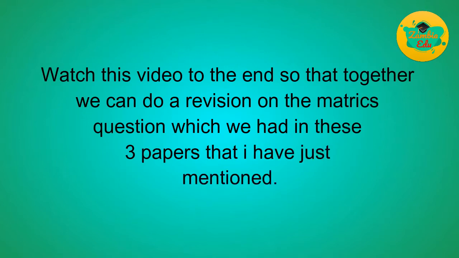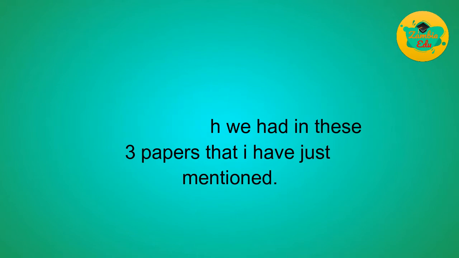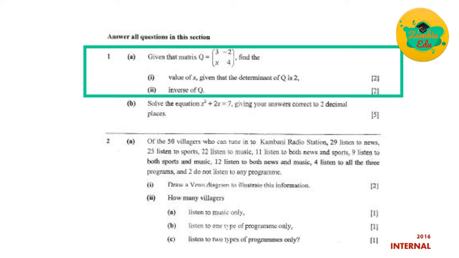So number one, we are going to start with the 2016 mathematics paper, internal paper 2016. Question 1a reads, given that matrix Q is equal to 3, negative 2, x and 4 as shown on the screen here, find 1, the value of x given that the determinant of matrix Q is 2.